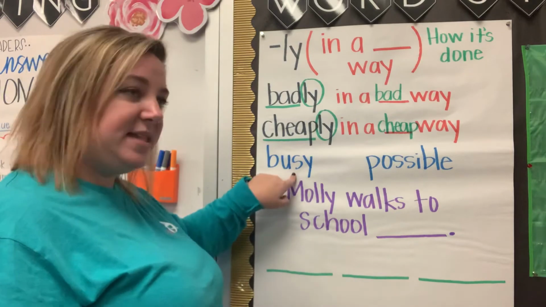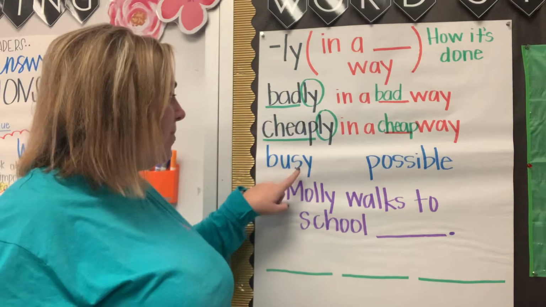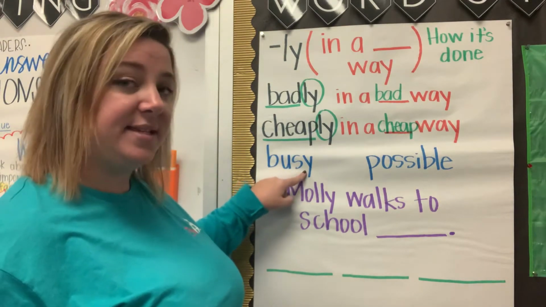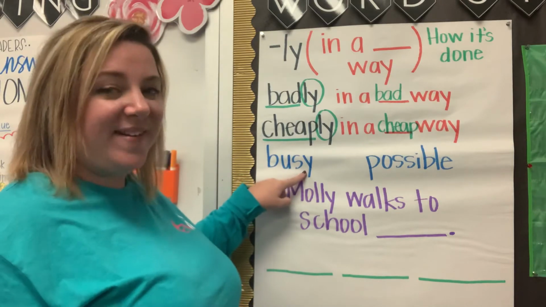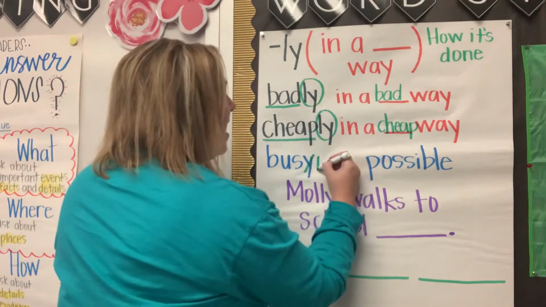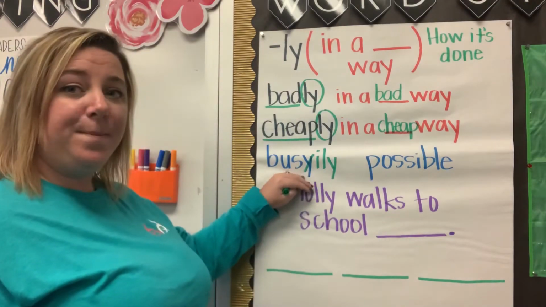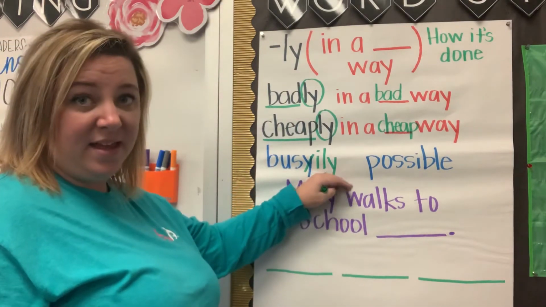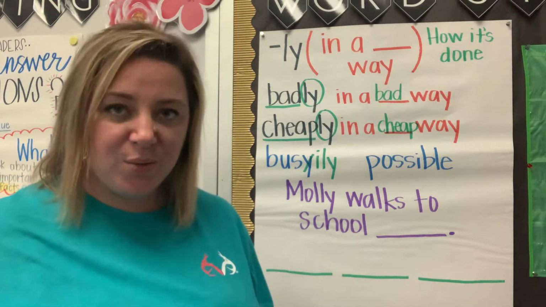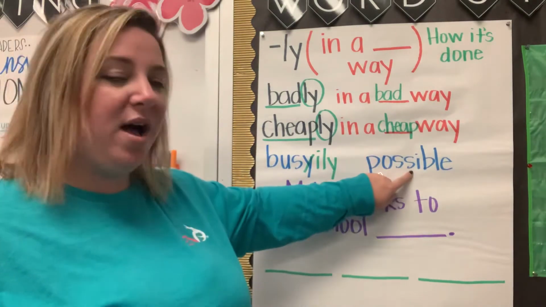Okay, let's take a look at this word busy. And I want to say busily. Do we remember what we do when my word ends with Y and I want to add a suffix or add an ending? Very good. I have to drop that Y. I have to put an I, and then I can add my suffix. So busy becomes busily. So if I want to say she was busily working, how is she working? In a busy way.